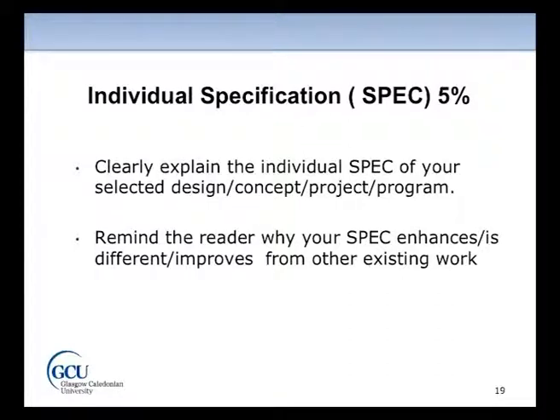This slide demonstrates a brief but essential section. Although it is only 5% of the word count, this reminds your reader why your project specification is exciting, innovative, individual, or an improvement on existing work.